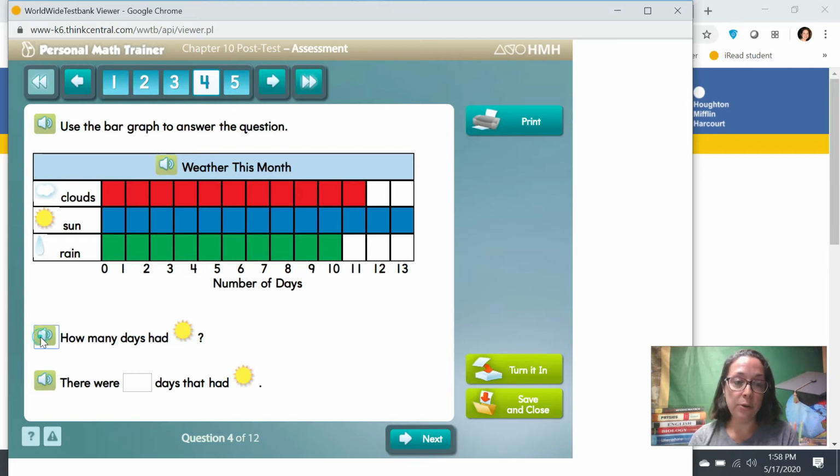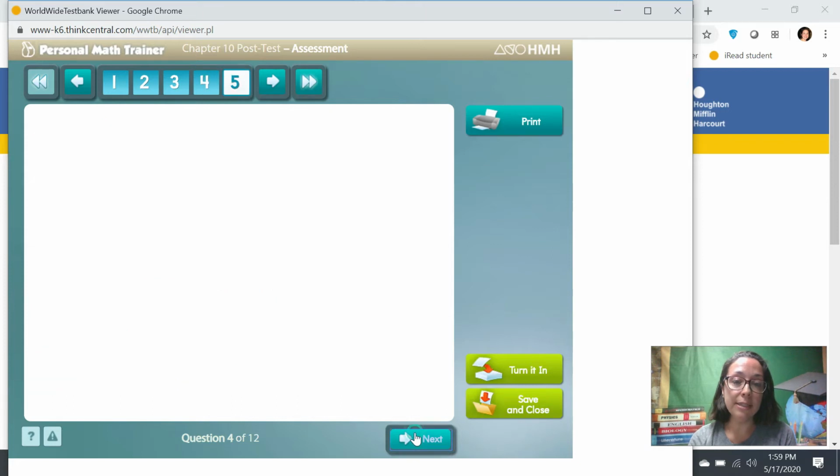All right, here's our question. How many days had sun? ¿Cuántos días estaban soleados? So you're going to go ahead and type in the number in that box. Make sure you're looking at the correct part of the graph. Tienes que poner el número en la cajita. Esté seguro que estás mirando la correcta parte de la gráfica because the sun is the one here in the middle. All right, let's continue.